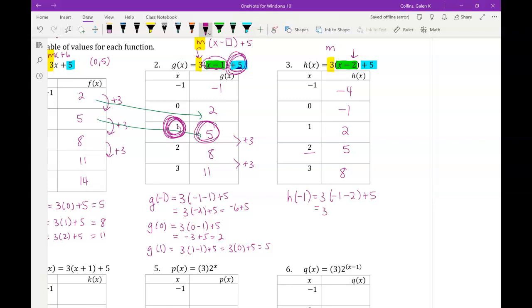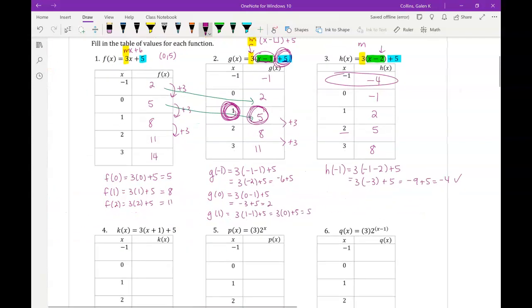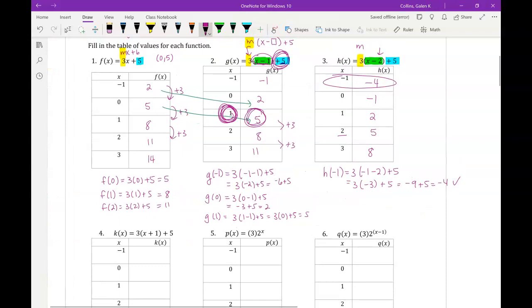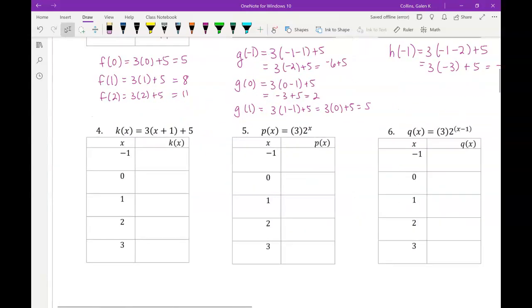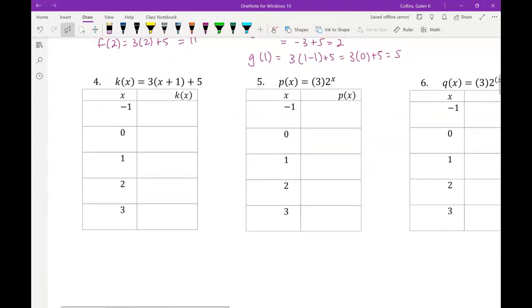So this becomes 3 times -3 plus 5, which is -9 plus 5, which is -4. So it checks out. I get -4 when I substitute -1 for x in my expression, or rather my equation for h of x. So to really understand this, it really ties back to some stuff we did in Unit 1. All right, number 4 is really similar, but now I have x plus 1.